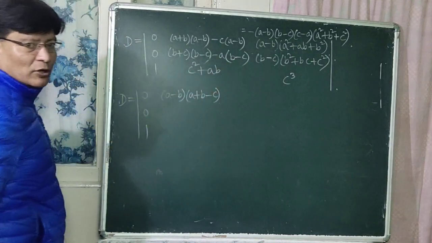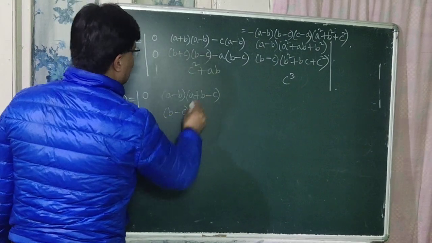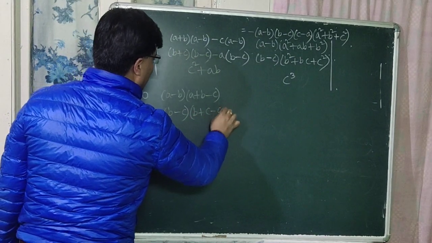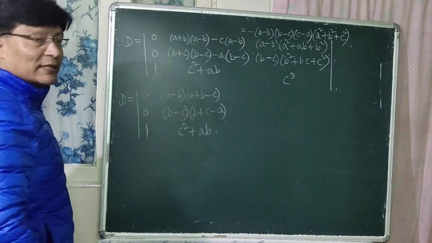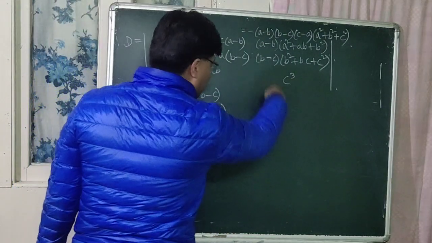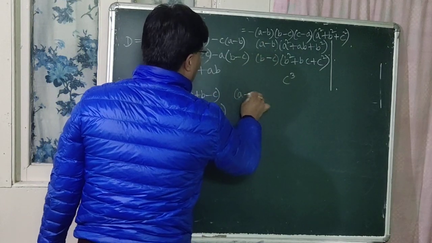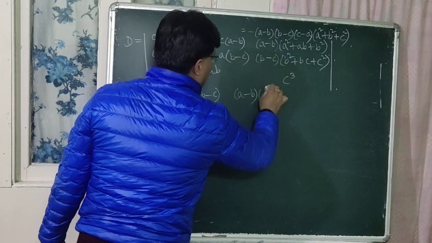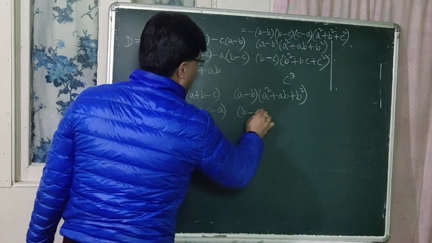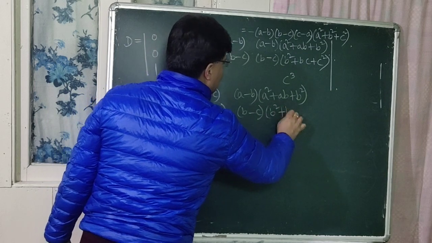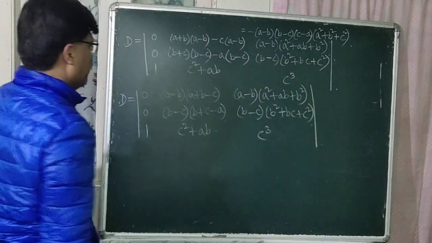Here also, what is common? Here also B minus C is common. Right? So it is B plus C minus A, and this one is C square plus AB. Is that clear now? So what is the third column? Remains same. It is already simplified. A minus B into B square, B minus C into B square plus BC plus C square. Then you write C cube. Is that clear?